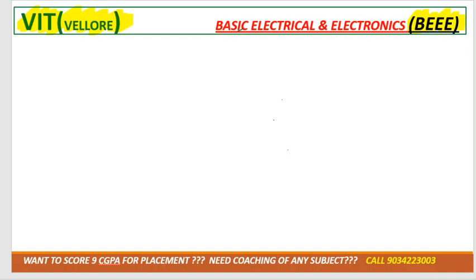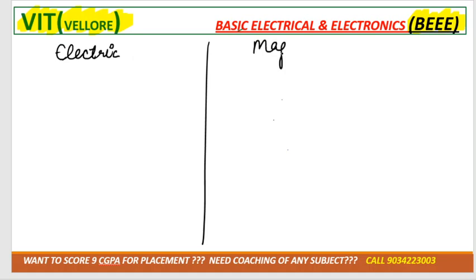See, today we'll start with the reluctance numerical based topic. In this we'll have two kinds of circuit: one is the electric circuit and another is the magnetic circuit. In the magnetic circuit we'll use MMF. In the electric circuit we are using resistance, but in the magnetic circuit we are using reluctance, and reluctance is denoted by S.